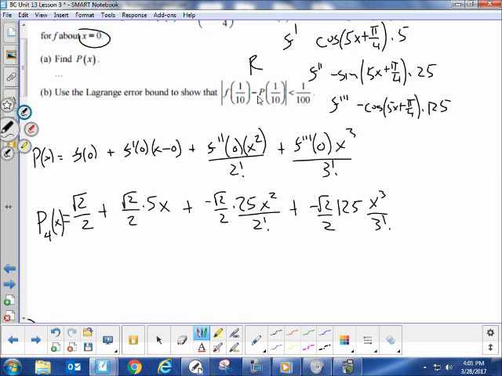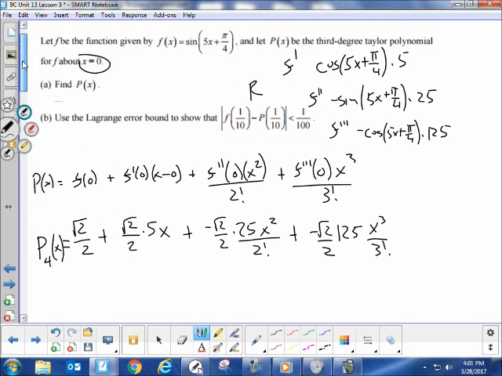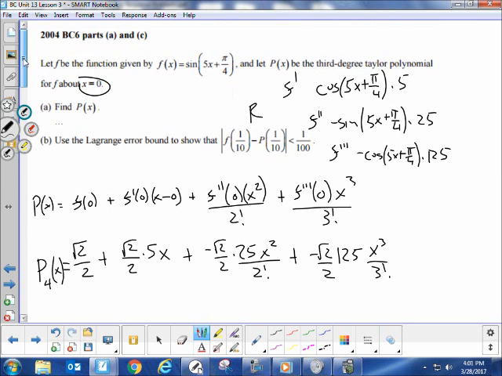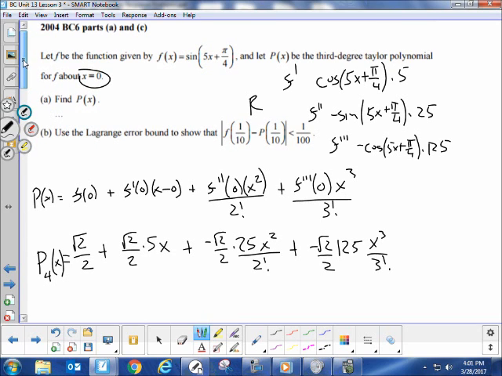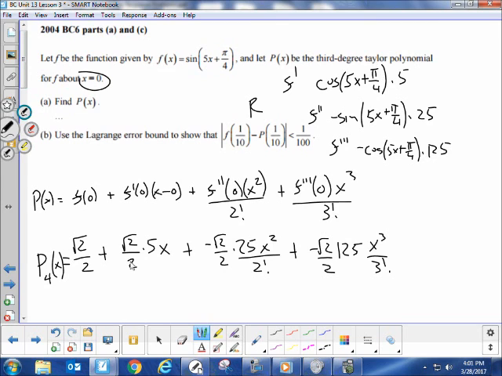And let's go here. Use Lagrange error bound to show that f of 1/10 minus p of 1/10 is less than 1 in 100. So I use the third. Oh, p of x is the 3rd degree Taylor polynomial. So this is p of x. This is the third degree Taylor polynomial.